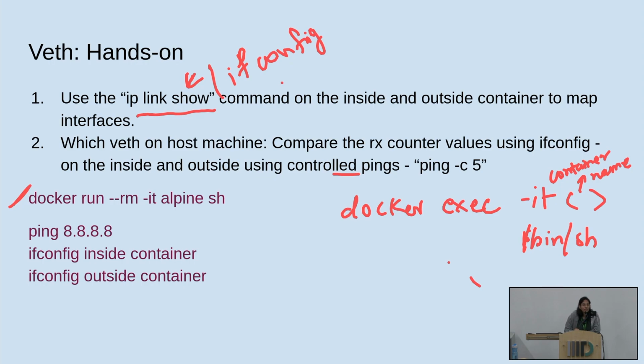Did any of you do ifconfig or ip link show on the host machine on which Docker was running? We said it's a veth pair. Do you see any veth interfaces there? How many interfaces do you see? Only one? Okay, because you have just one container running. Perfect.